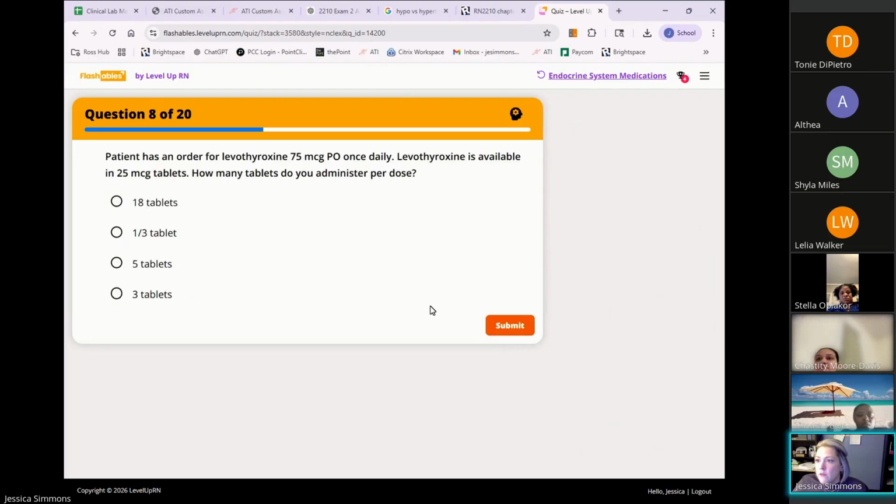Patient has an order for levothyroxine 75 micrograms PO once daily. It is available in 25 microgram tablets. How many tablets? 3.